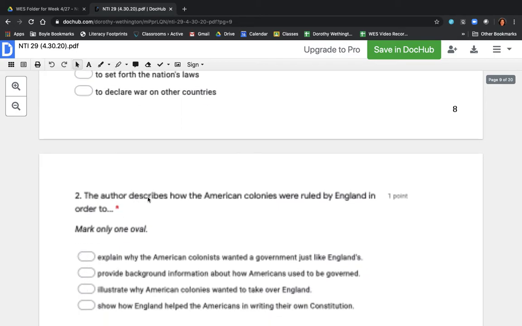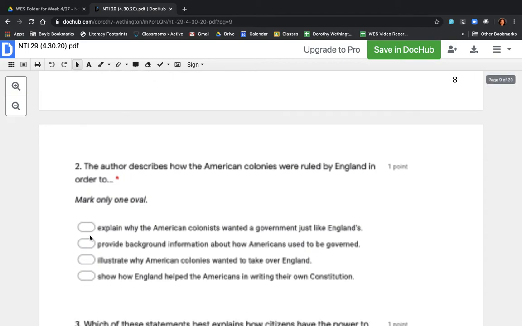Question 2. The author describes how the American colonies were ruled by England in order to explain why the American colonists wanted a government just like England's, provide background information about how Americans used to be governed, illustrate why American colonies wanted to take over England, or show how England helped the Americans in writing their own constitution.